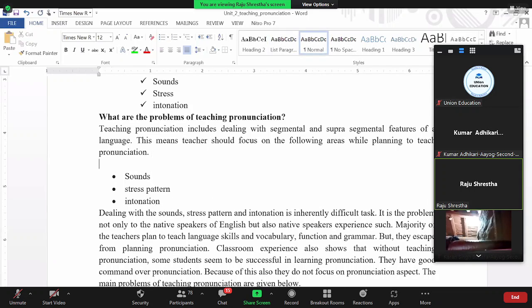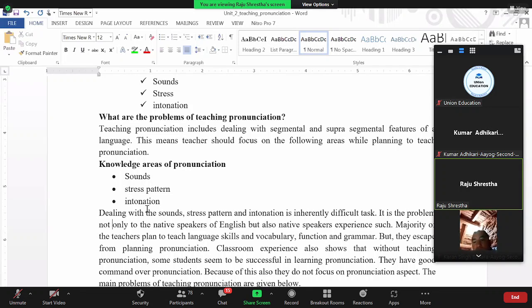So these are the knowledge areas of pronunciation. Like I said, knowledge areas of pronunciation. What is learning pronunciation? It is about emphasizing these things, right? Dealing with the sounds, stress pattern, intonation is an inherently difficult task. These are inherently difficult, right?